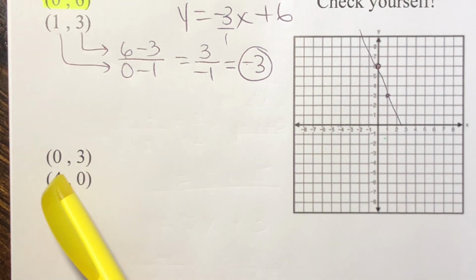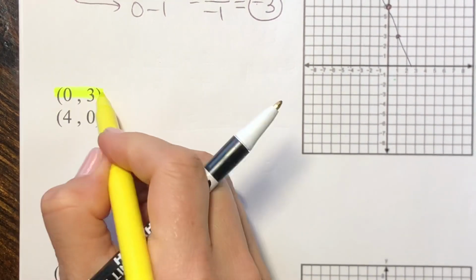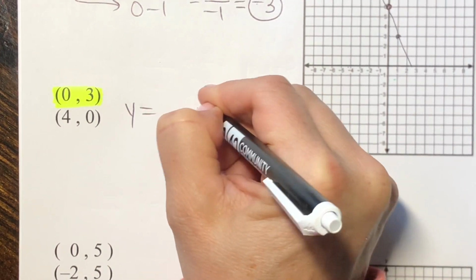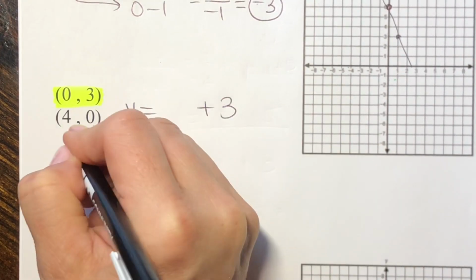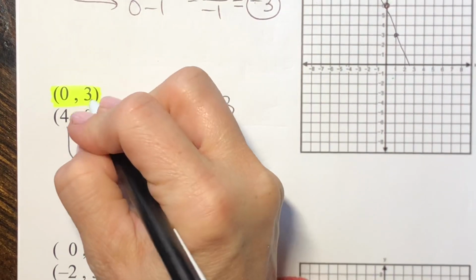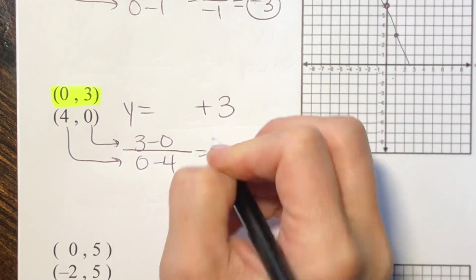So your b is actually 3, not 4. So be careful when you see that 0. So it's going to be y equals something x plus 3. To figure out what that something in front of the x is, I do my stack and subtract, and I do 3 minus 0 over 0 minus 4.